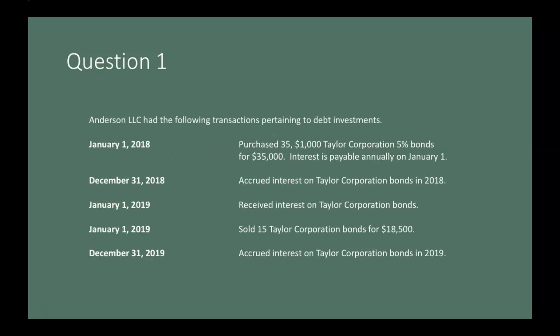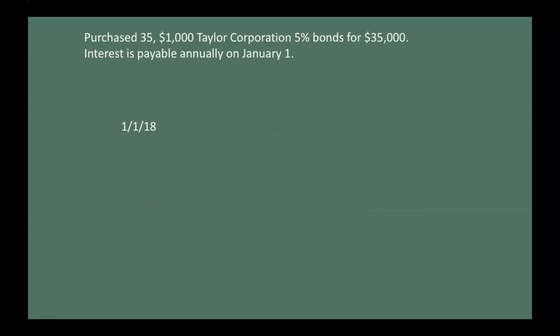Let's review chapters 16 and 17. So, our first question here deals with debt investments. We're given 5 different transactions and we need to prepare all these journal entries. So, let's work on this first transaction here.